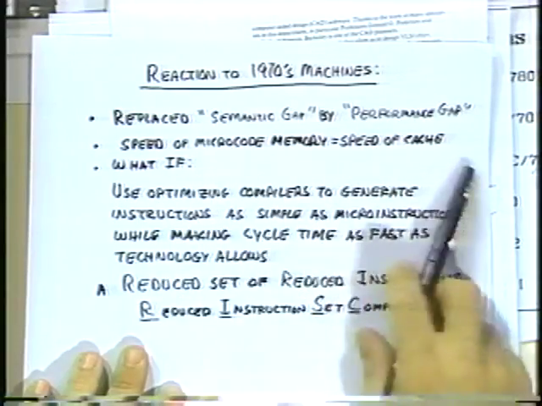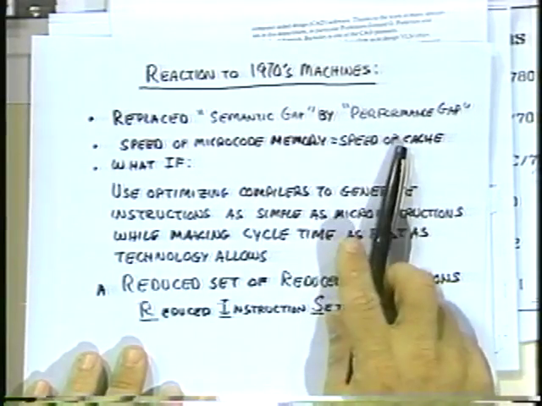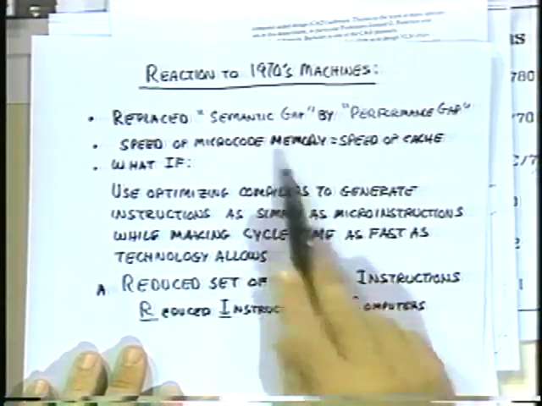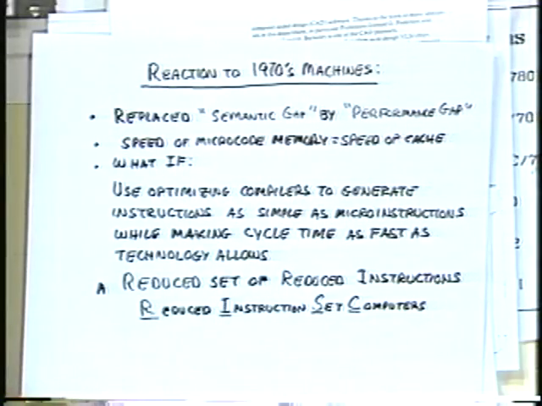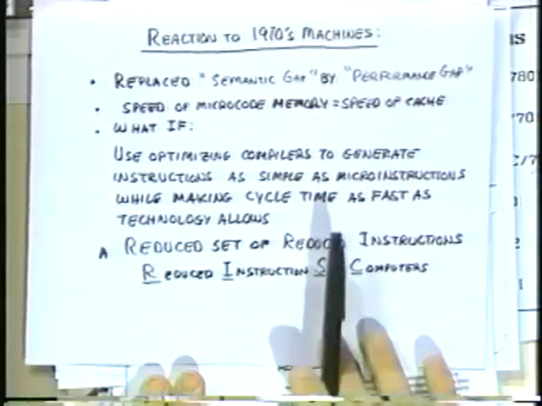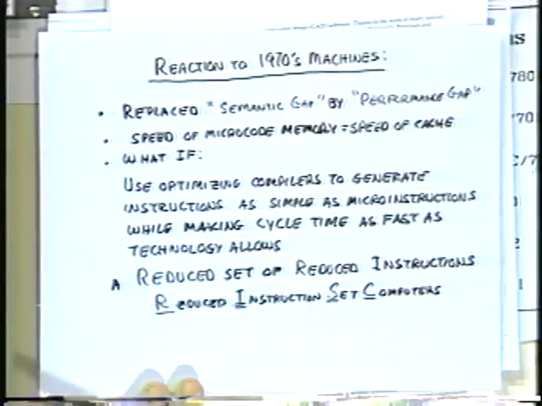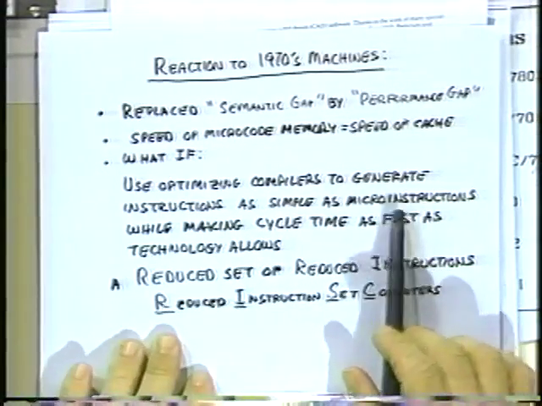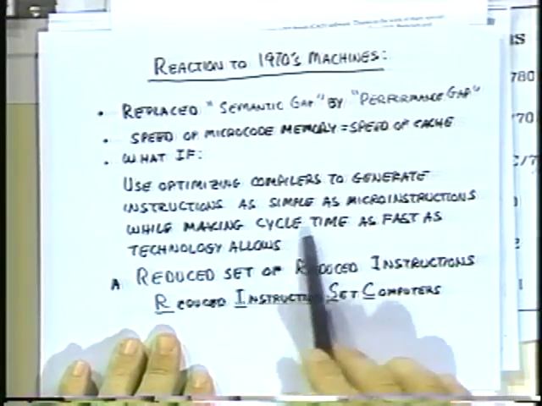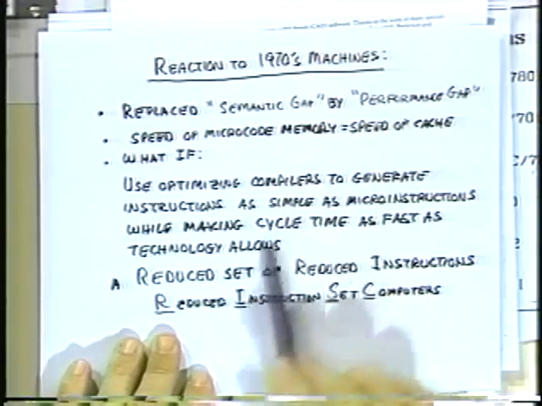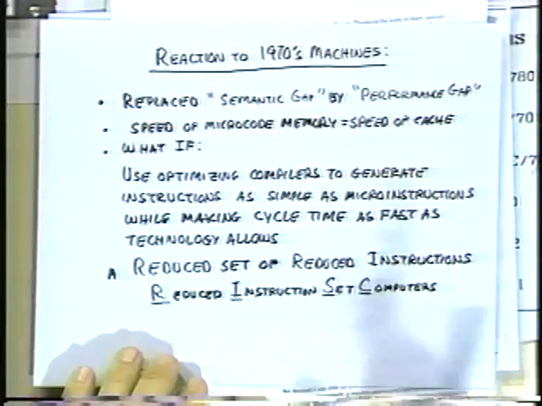The other thing that's strange that was happening is that because the cache was built on the same chips as the microcode memory, we were trying to fetch instructions at the same speed as we were executing microinstructions. So more or less what happened was this next hypothesis. How about using optimizing compilers to generate instructions as simple as microinstructions, and making the cycle time as fast as technology allows? What would happen if that happened?